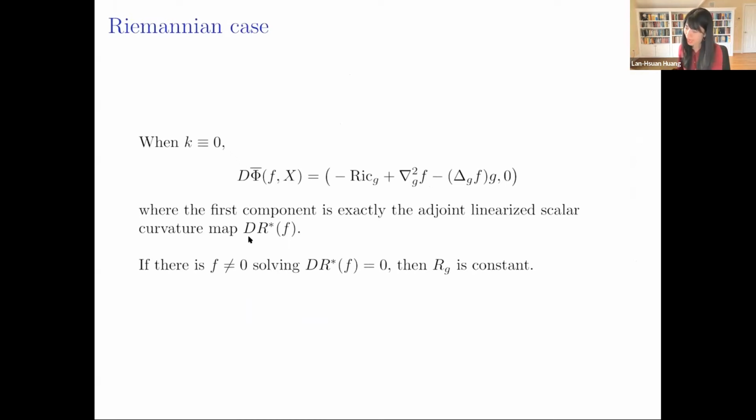Okay. So when K is 0, although I have never written down the definition of the computation of D5, in the Riemannian case you'll see the first component reduces to minus Ricci of the matrix, and Laplace of Hessian minus the Laplace, Hessian of F, and then Laplace of F times the matrix, right? And then the second component is identically 0 when K is 0. So this is in fact just an operator on F. And the first component is exactly the adjoint linearized scalar curvature map.